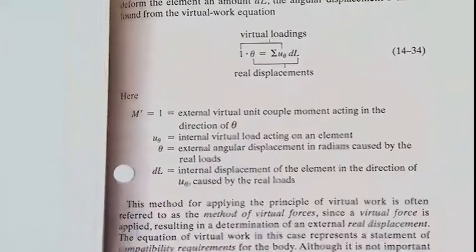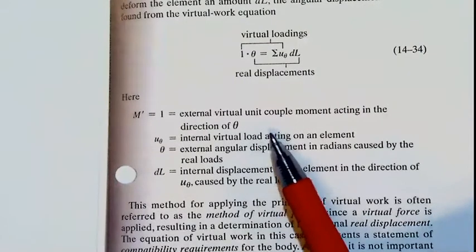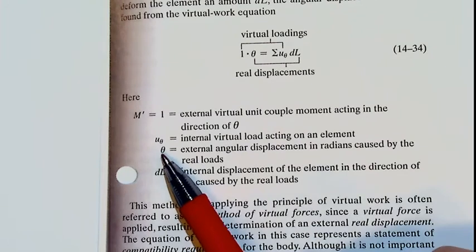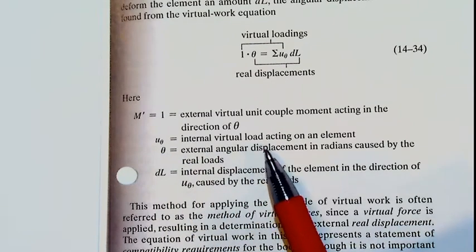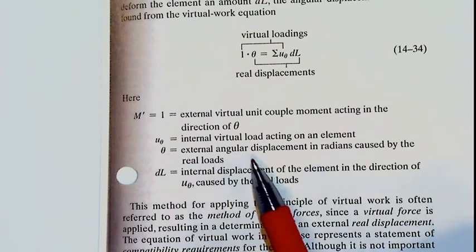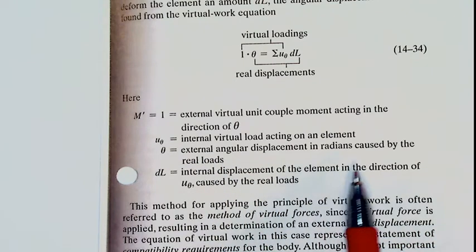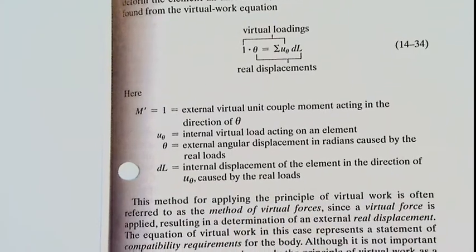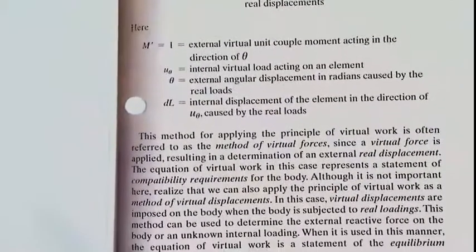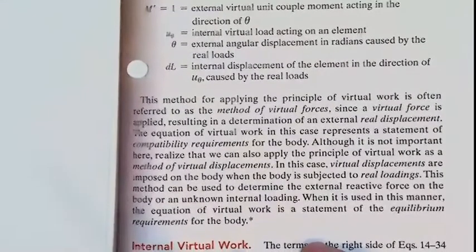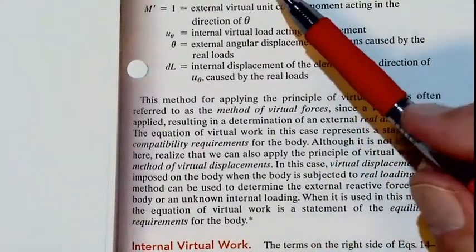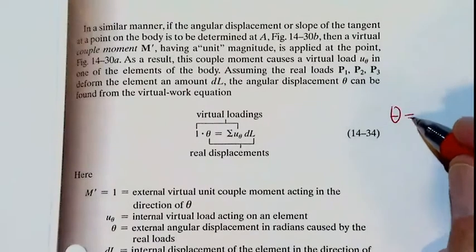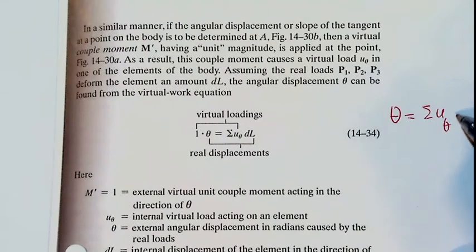So M prime equals 1, the external virtual coupled moment acting in the direction of theta. U theta is the internal virtual load acting on the element. Theta is the external angular displacement in radians caused by the real loads. dl is the internal displacement of the element in the direction of U theta caused by real loads. Then I put this moment equals 1 and get theta. Theta equals summation U theta dl.